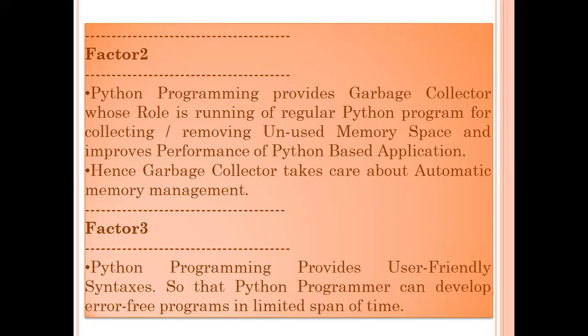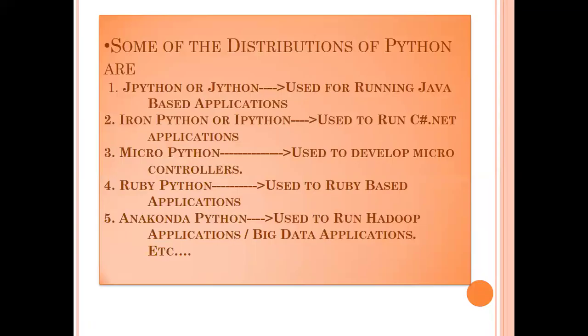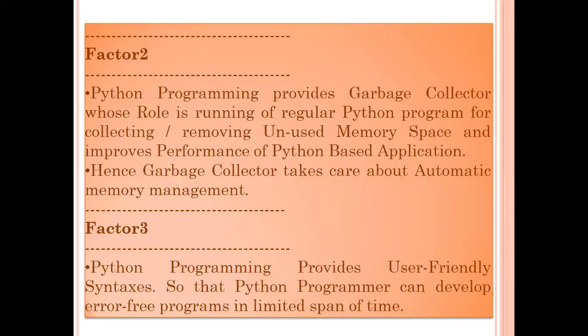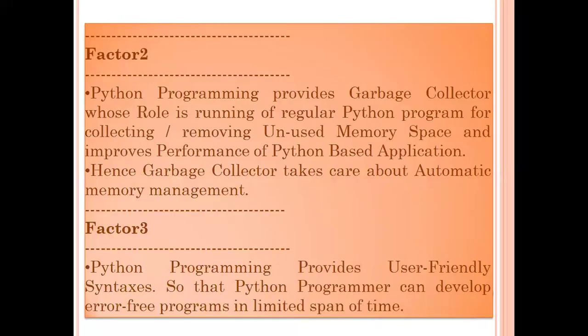Now, this is about the first feature: simple, because of its three factors. Factor one is it provides the rich set of APIs. What is API? Application Programming Interface. Second factor is it provides the garbage collector facility, which takes care of automatic memory management. And third factor is its user-friendly syntaxes, which makes this language a simple programming language.